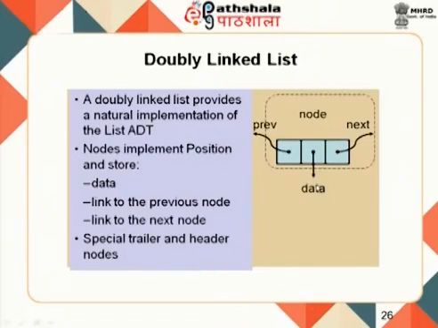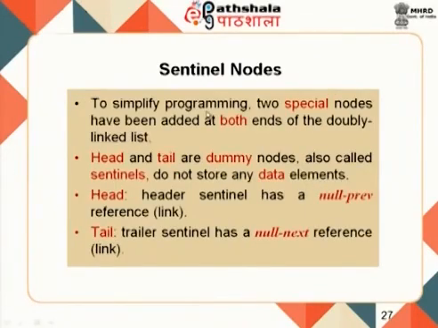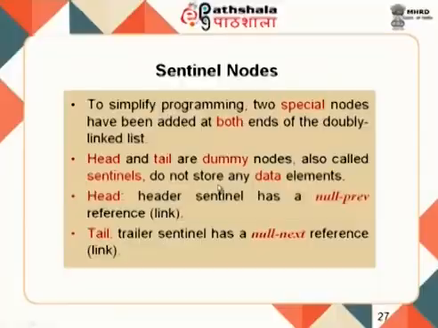Special trailer and header nodes also you can have. To simplify programming, normally these header and trailer nodes are called sentinel nodes. You can do implementation with the sentinel nodes, where you will be just using two extra nodes to keep track of things. Head and tail nodes are dummy nodes called sentinels that do not store any data elements. Header has a null previous pointer, it will have only one next pointer pointing to the first node, and trailer sentinel has a null next pointer, it will have a previous pointer pointing to the actual node, while it will have a null next reference.